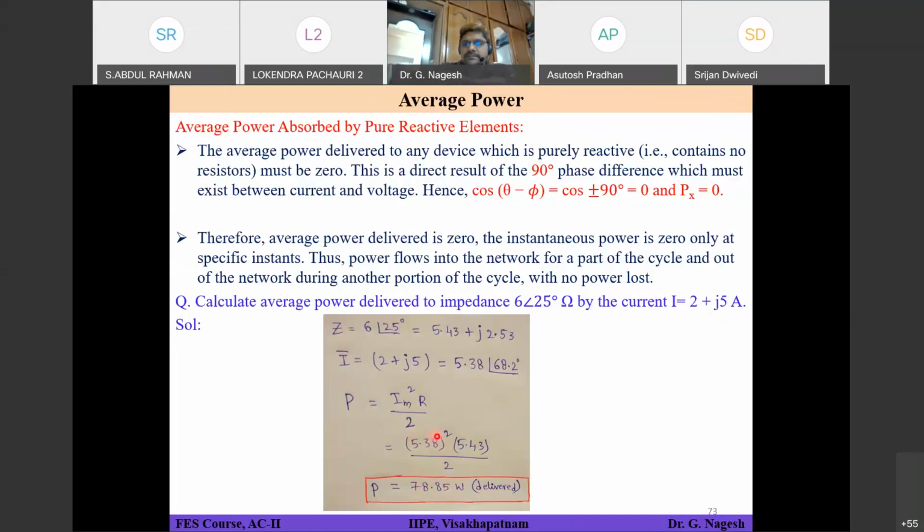You have to calculate V first and then I. I is already there. So you know theta and you know phi straight away from that. Okay. So Vm Im into cos of theta minus phi divided by 2. If you do that, you will get the same power. Okay.